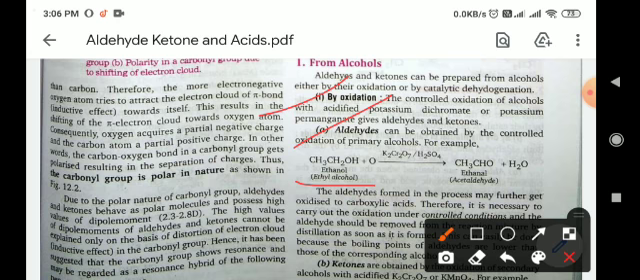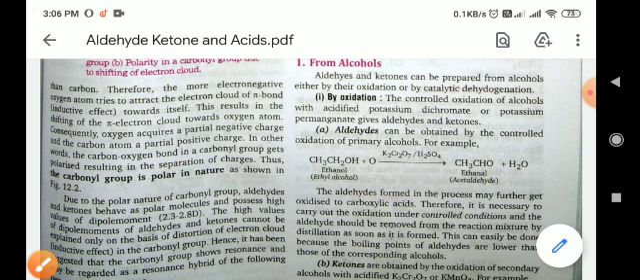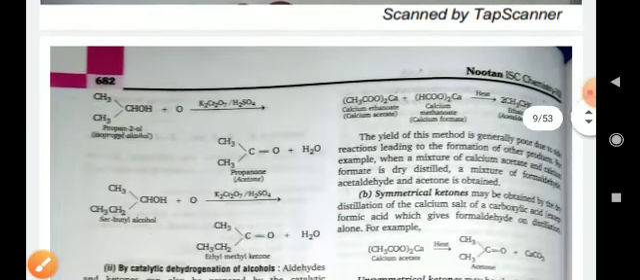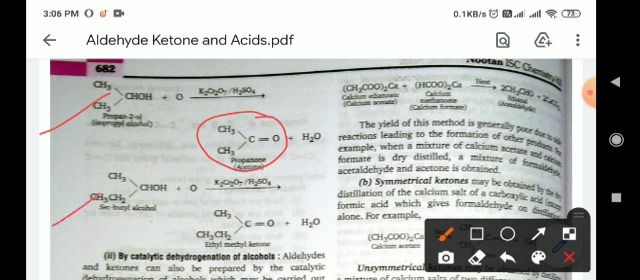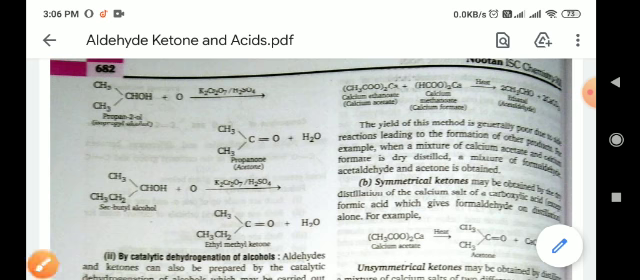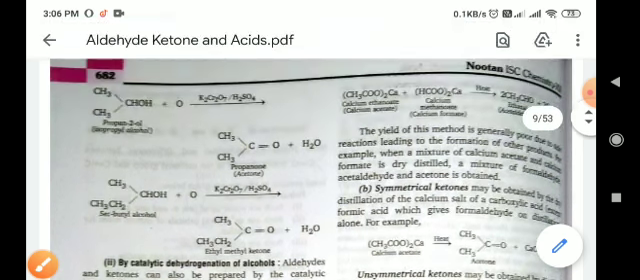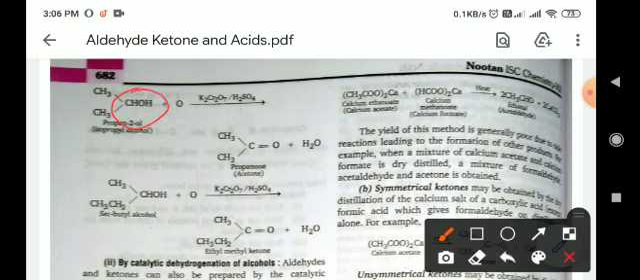Okay, so this CH3CH2OH is oxidized in the presence of K2Cr2O7. So this primary alcohol CH2OH group is converted into a CHO group, meaning the alcoholic group will convert into an aldehydic group. So by this method you can prepare an aldehyde. Secondary alcohols, by oxidation, will convert into ketones. Okay, so as we know, by oxidation this group will convert into a CO group.